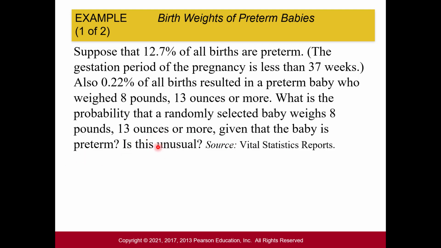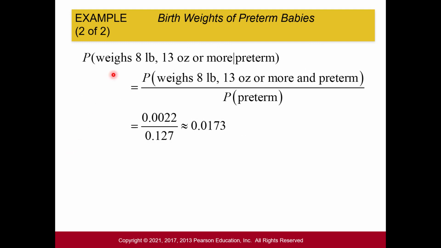And we want to determine, is this unusual? Okay, so the given part is that they're preterm, so they're born with less than 37 weeks pregnancy, and we're calculating the probability of their weight being 8 pounds, 13 ounces or more. Using our formula, our numerator is going to be the intersection of their weight and the preterm conditions, and then our denominator, the given part, was that they're preterm, so we're going to divide by that.